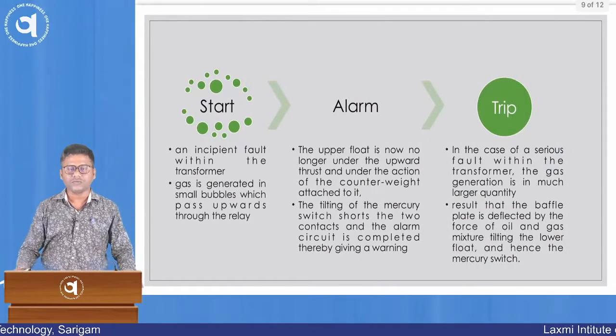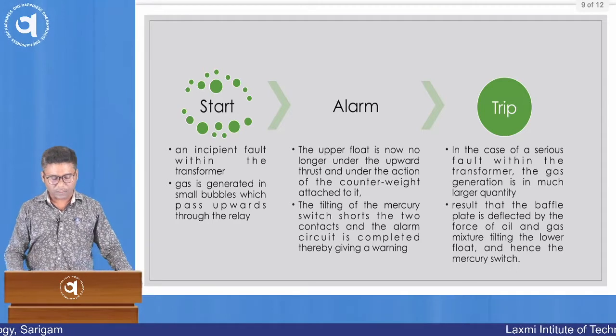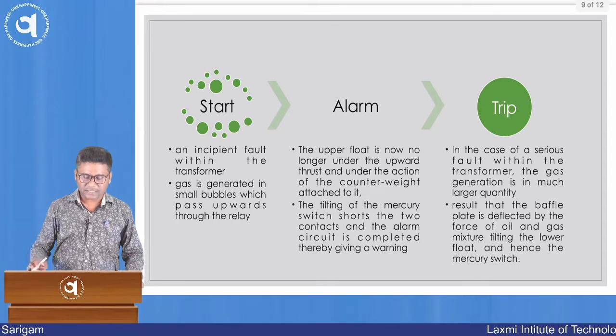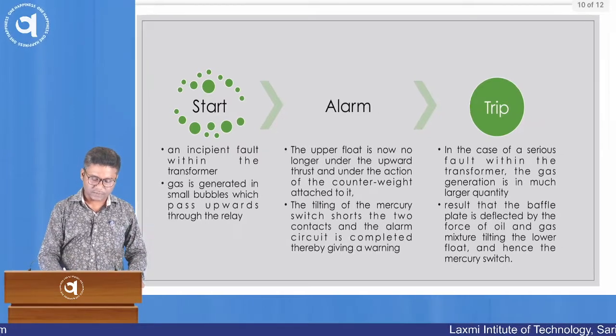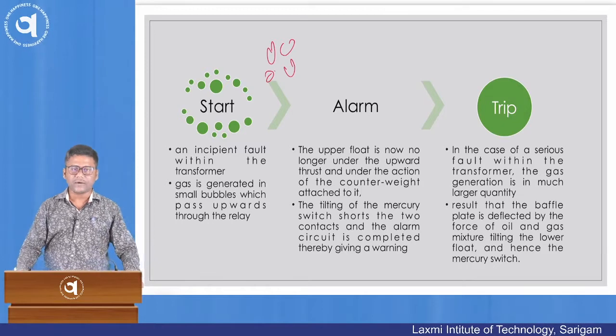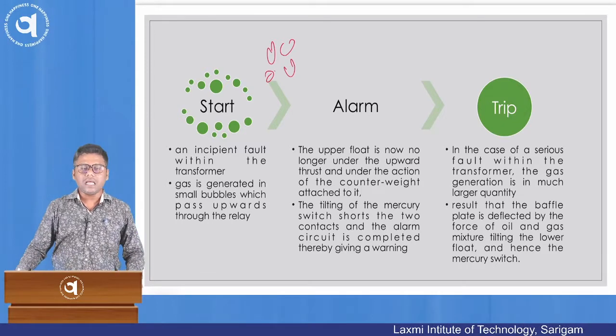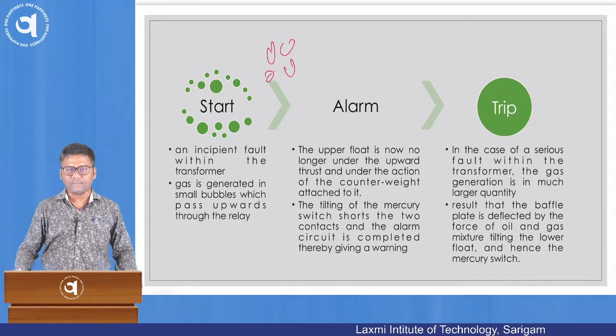Now, let us understand the overall operation of this relay. Initially, when an incipient fault occurs in the transformer, gas is generated, and this generated gas creates small bubbles like this. Small bubbles of gas, generally hydrogen gases, are there. This gas is generated as small bubbles which pass upward through the relay, which is located in between, as I already discussed.